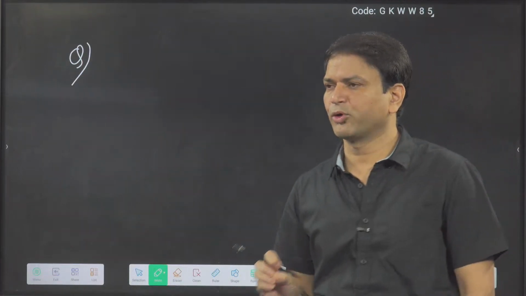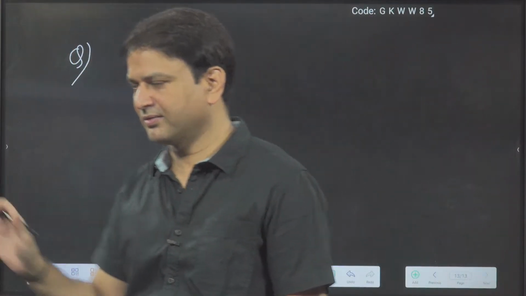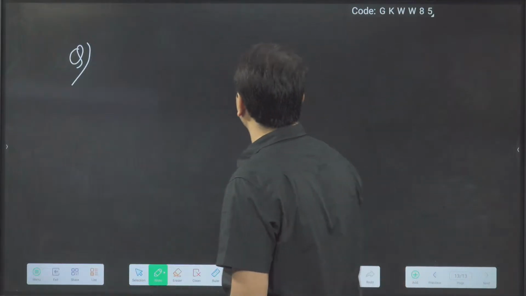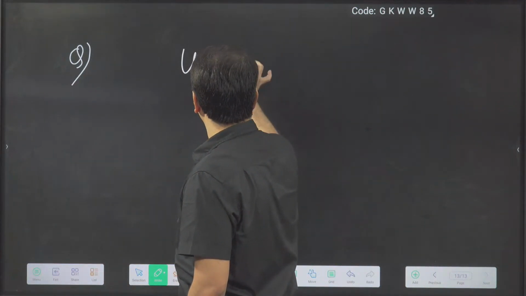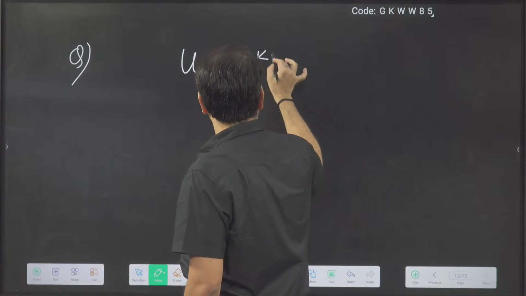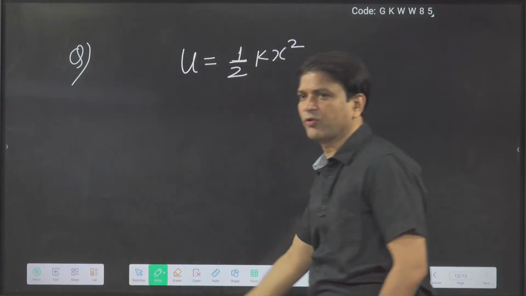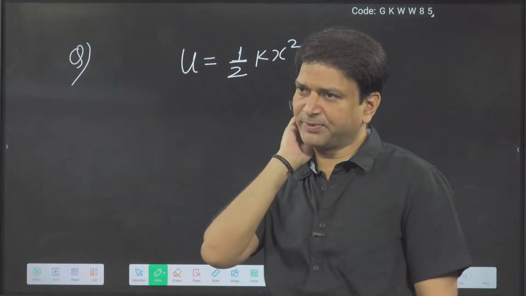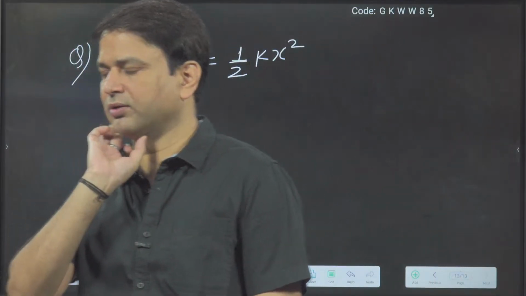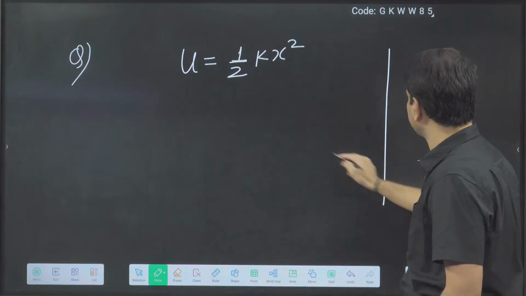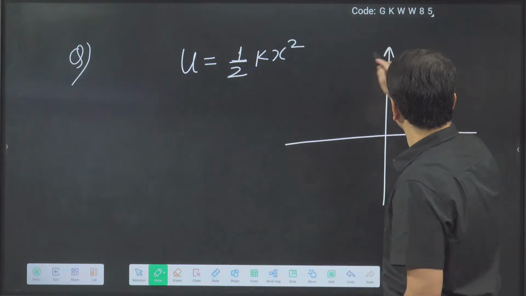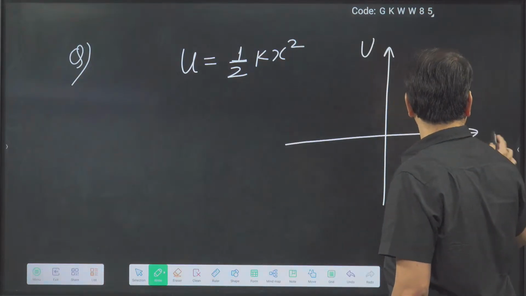Like potential energy stored in the spring, whether you know or not, I am saying the formula. Potential energy U stored in the spring, U is equal to half K X square. It is a formula for the potential energy stored in the spring. Now suppose I am asking, what is the graph between U and X?